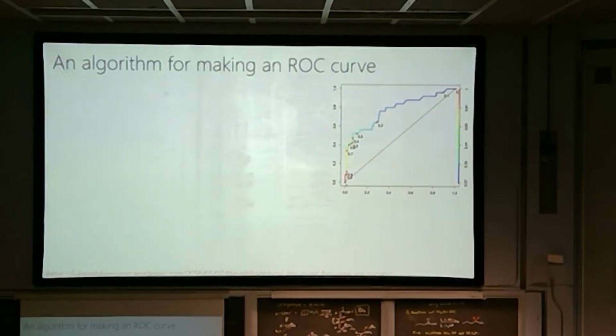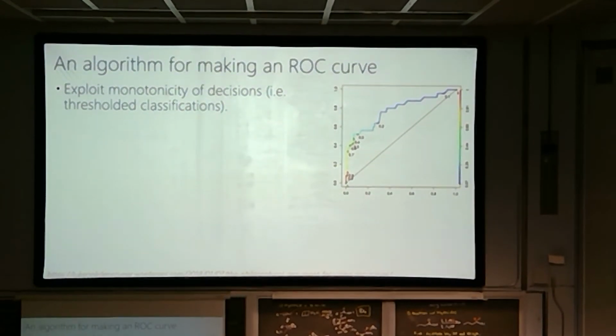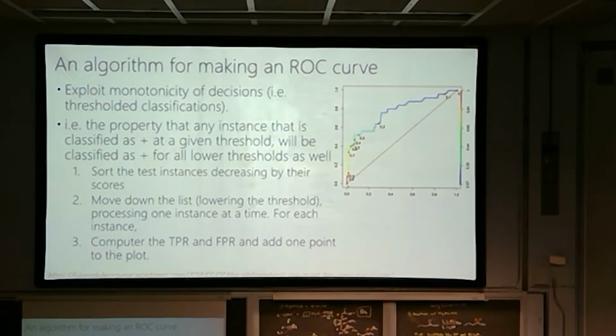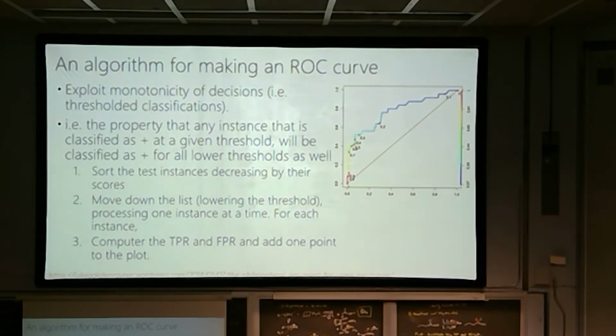Okay, so what's the algorithm for making this? We're going to exploit the monotonicity of the decisions, which I kind of alluded to with the threshold. What is this monotonicity of decisions? It's the property that if I have a particular test instance that's classified as a plus at some particular threshold, then if I move that threshold lower, it's still going to be classified as a plus. I'll give you a second to think about that and drink.